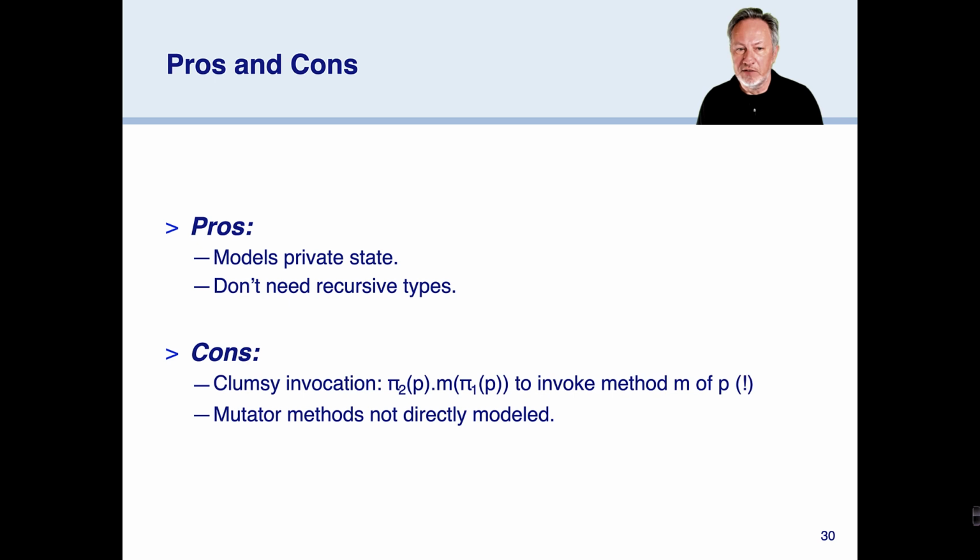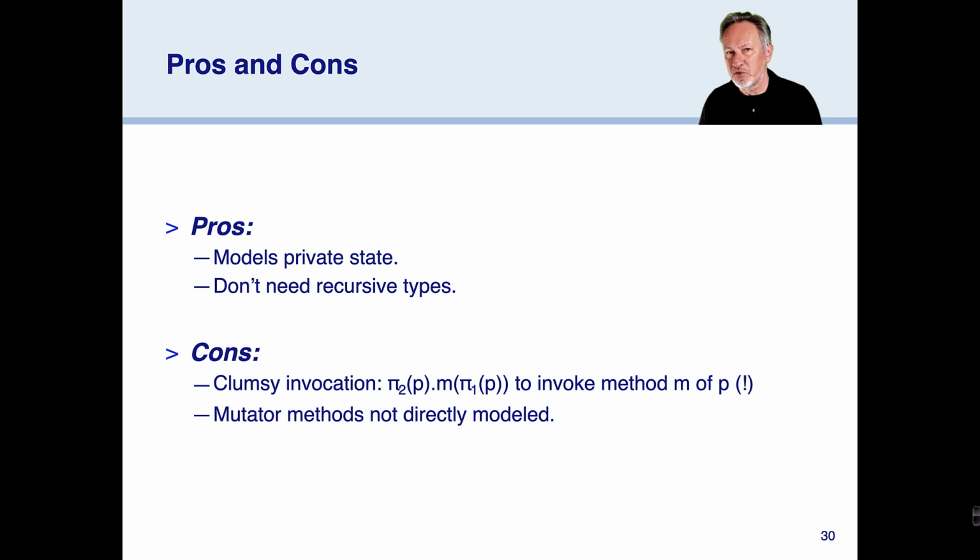So, positive side, it models private state. We don't need recursive types. It's cool. On the other hand, it's a little bit clumsy. All of these projections to extract stuff from internal representations and also to invoke methods is kind of clumsy. And it doesn't model mutation. But maybe we can handle that somehow later.